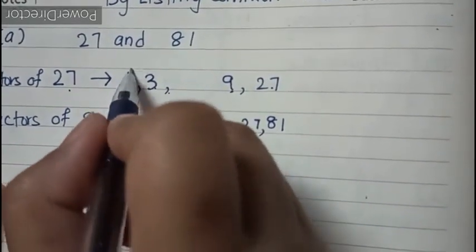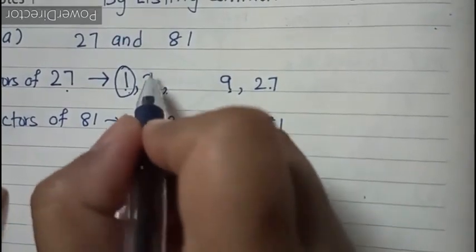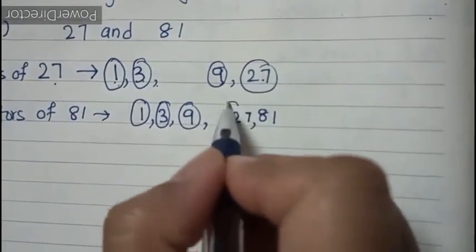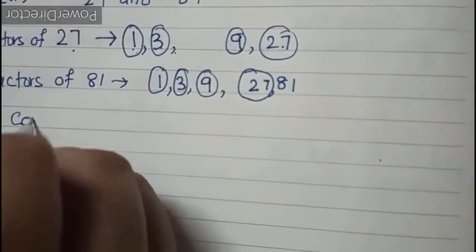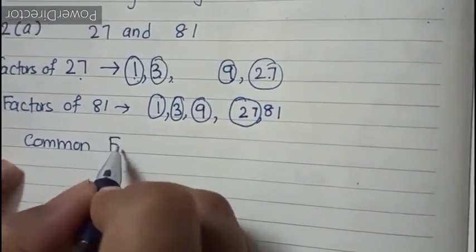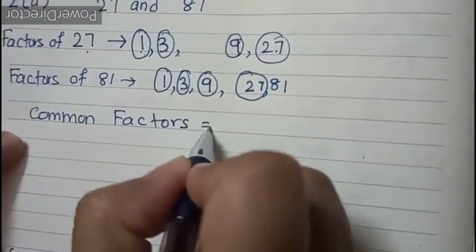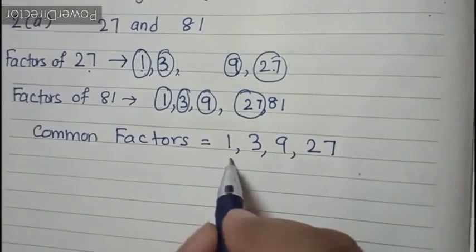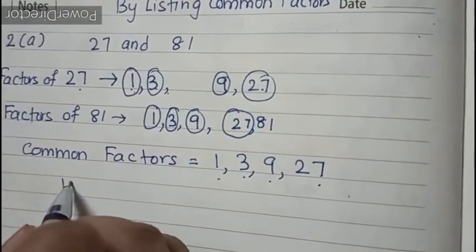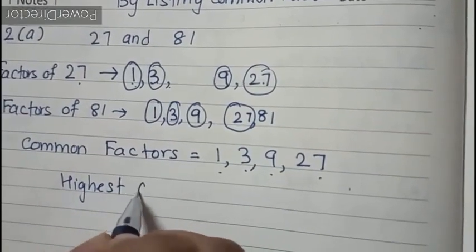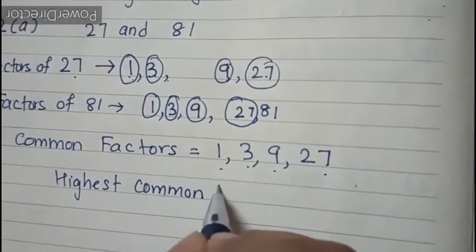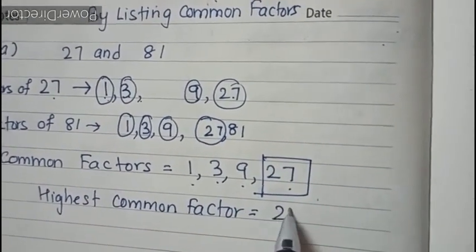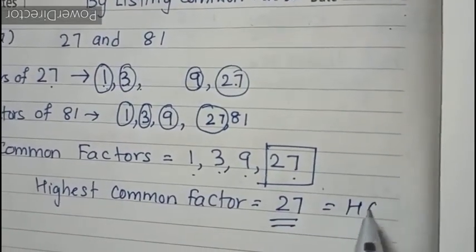Now children, in these lists of factors we see 1 is common, 3 is common, 9 is common and 27 is common. So we will make a list of the common factors. What are the common factors? 1, 3, 9 and 27. Among these factors, which one is the highest? We have to search for the highest common factor. 27 is the highest common factor, that is the HCF.